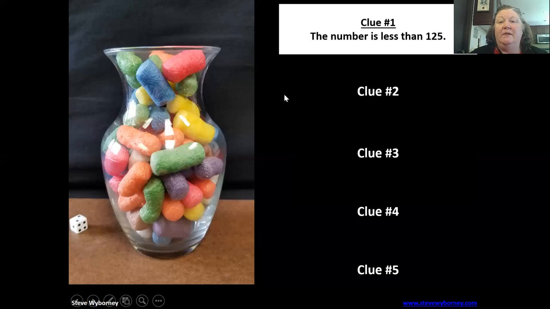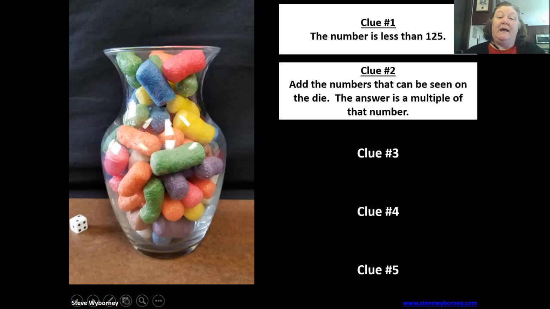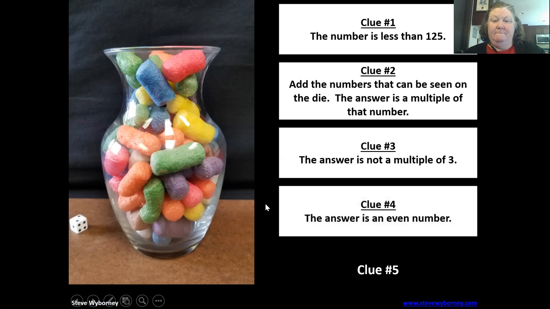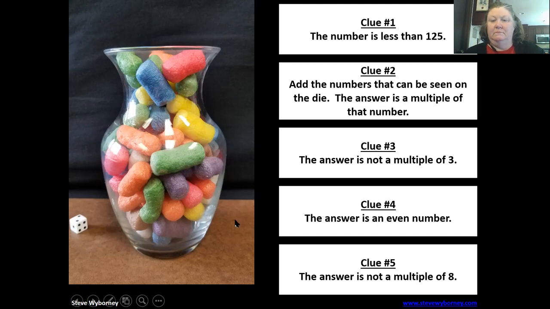Clue one, the number is less than 125. Clue two, add the numbers that can be seen on the die. See this little die over here? The answer is a multiple of that number. The answer is not a multiple of three. The answer is an even number. And the answer is not a multiple of eight.